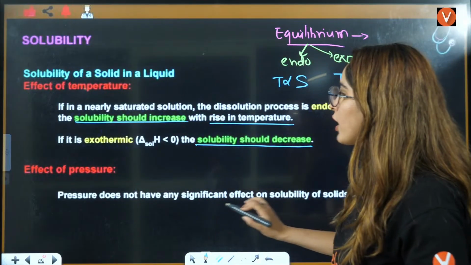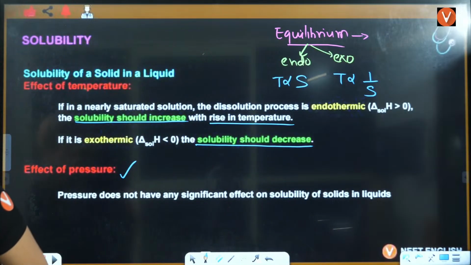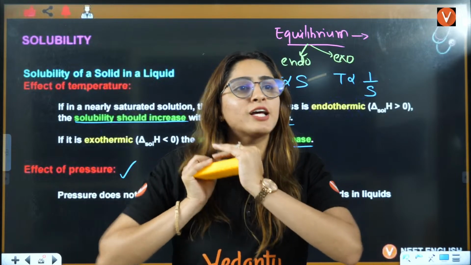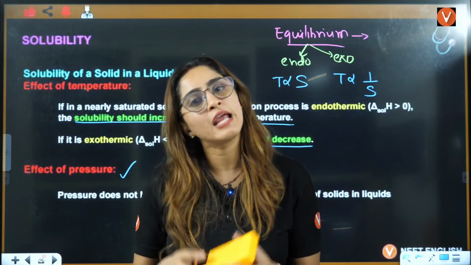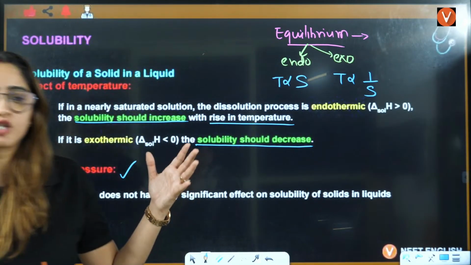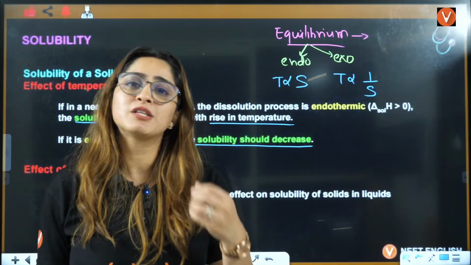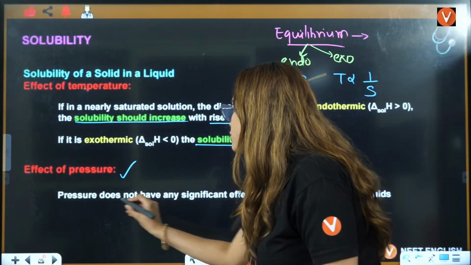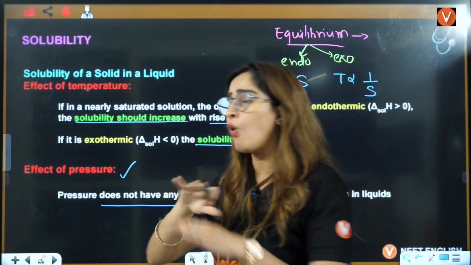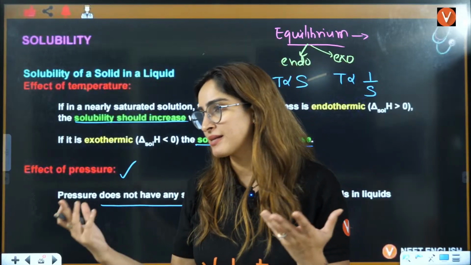Now, tell me, what about the effect of pressure? Solid, solid, solid. This is a solid. Ma'am, please compress it. I can't compress it. Solids are incompressible. So it's not like you will increase the pressure, the solid will compress and they will mix faster. No, nothing is going to happen with the solid, right? That's why there is no effect of pressure in the case of a solid in a liquid. No increase or decrease in solubility is there because you have a solid which is going to be mixed, right?